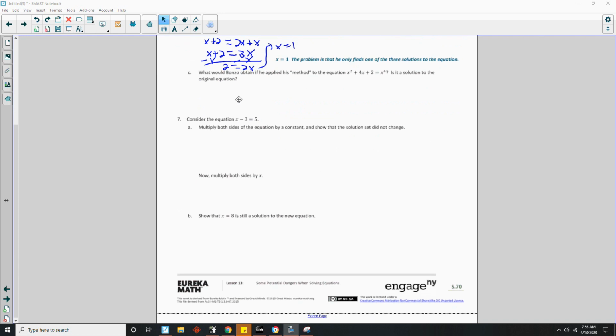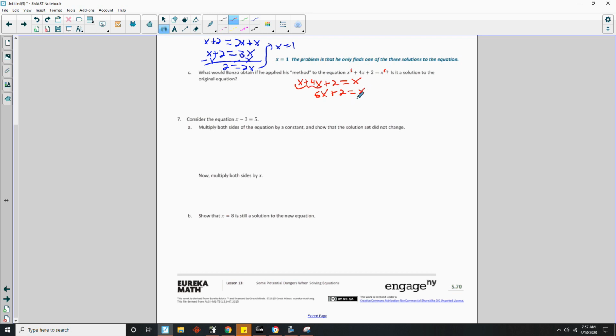Okay, part C. What would Bonzo obtain if he applied his method to the equation x squared plus 4x plus 2 equals 4x, where x equals 4 is a solution to the original equation? Okay, so I'm thinking they want us to have him do what he did before and ignore the exponents here and here, and that would give us x plus 4x plus 2 equals x. 5x, combining these like terms, plus 2 equals x.